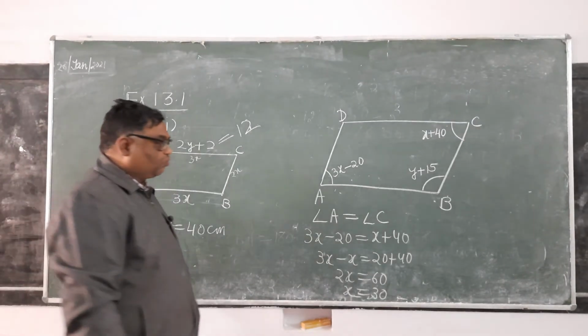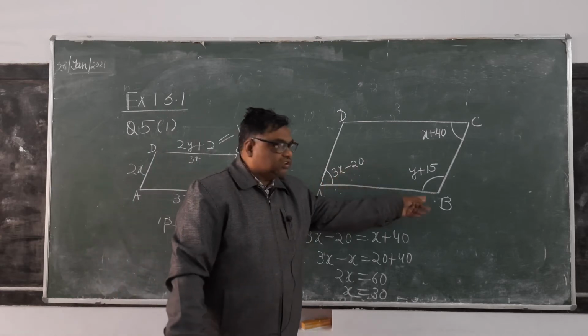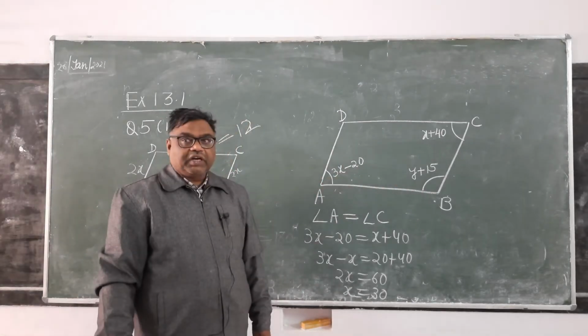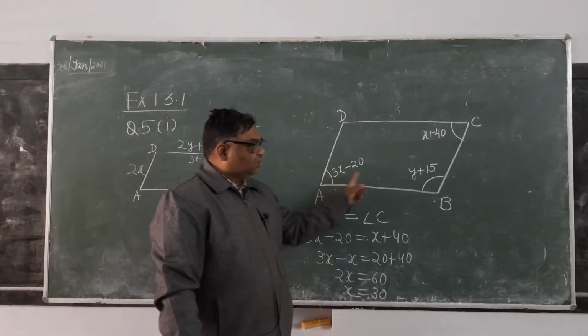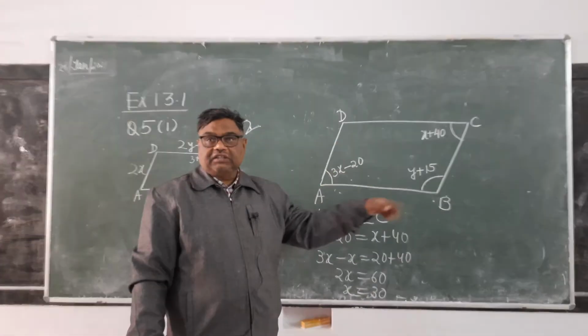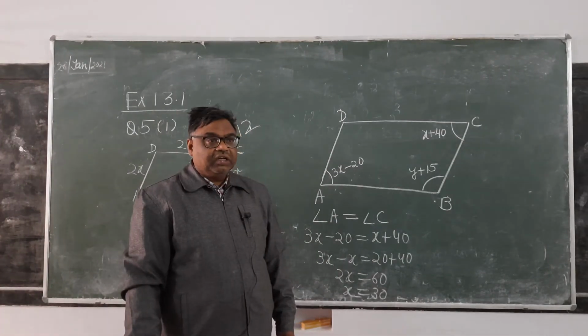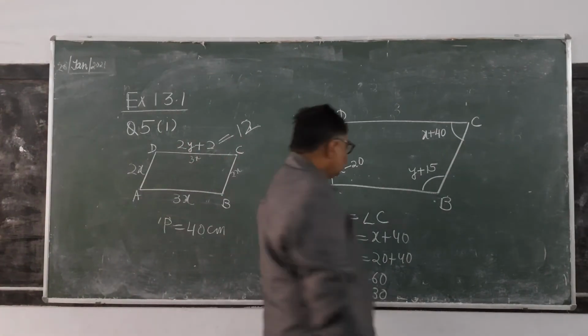Now how will you find y? So you know one property: this plus this equals 180. Why? Because these are the co-interior angles. These are the conjugate angles. Conjugate means which are one after the other. It's clear. So see here.